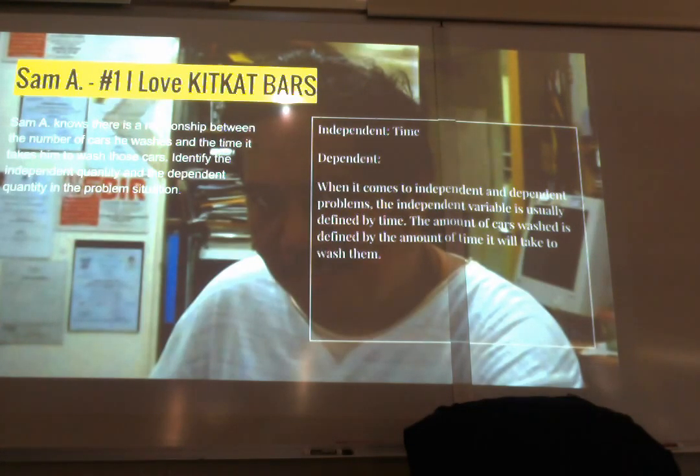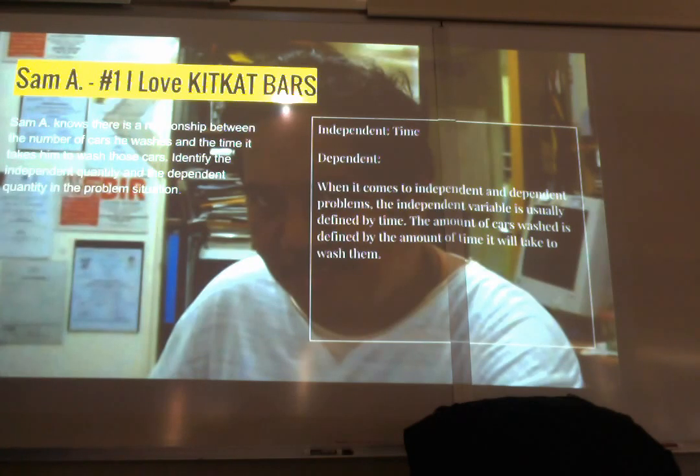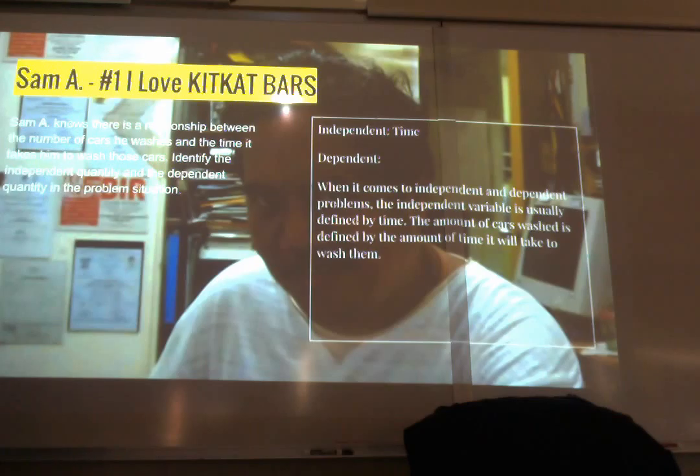Okay. So, Sam Amick knows there is a relationship between the number of cars he washes and the time it takes him to wash those cars. Identify the independent quantity and the dependent quantity in the problem situation. And I did exactly that. Independent is time. The dependent I forgot to write, but it is the cars. When it comes to independent and dependent problems, the independent variable is usually defined by time. The amount of cars washed is defined by the amount of time it will take to wash them. Thank you, Mr. Amick.